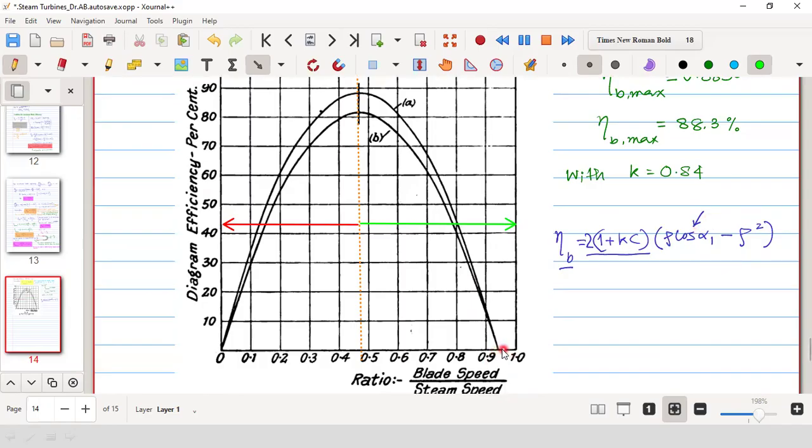Obviously it is less than 1, because the blade speed can never be 1. That we have to understand, that blade speed can never be 1. That means the blade can never get the same velocity as that of the steam. Okay, so that is the reason why it is happening like that. You can take the values and check yourself why it is happening. You can take that as an assignment.